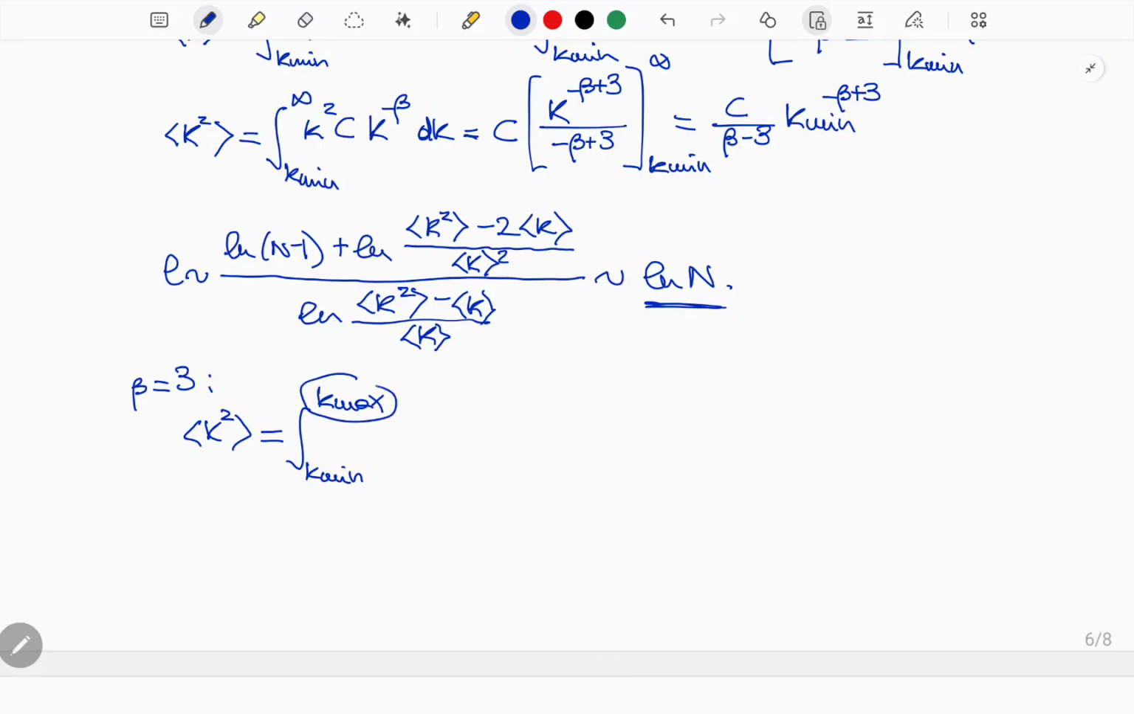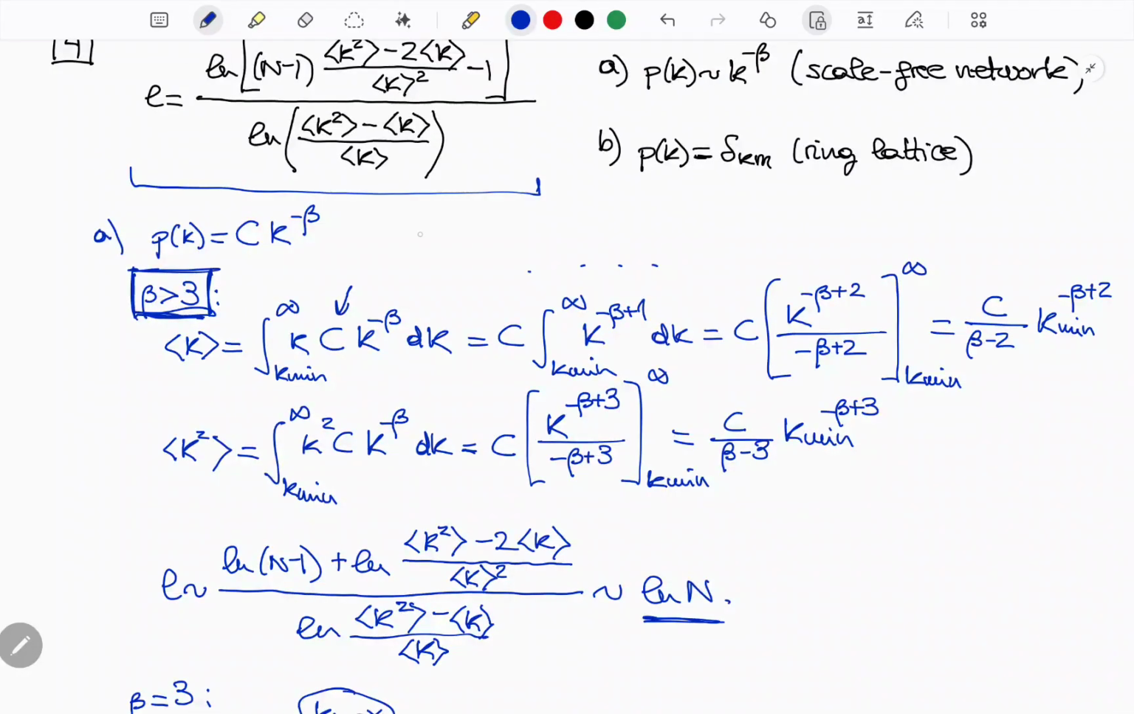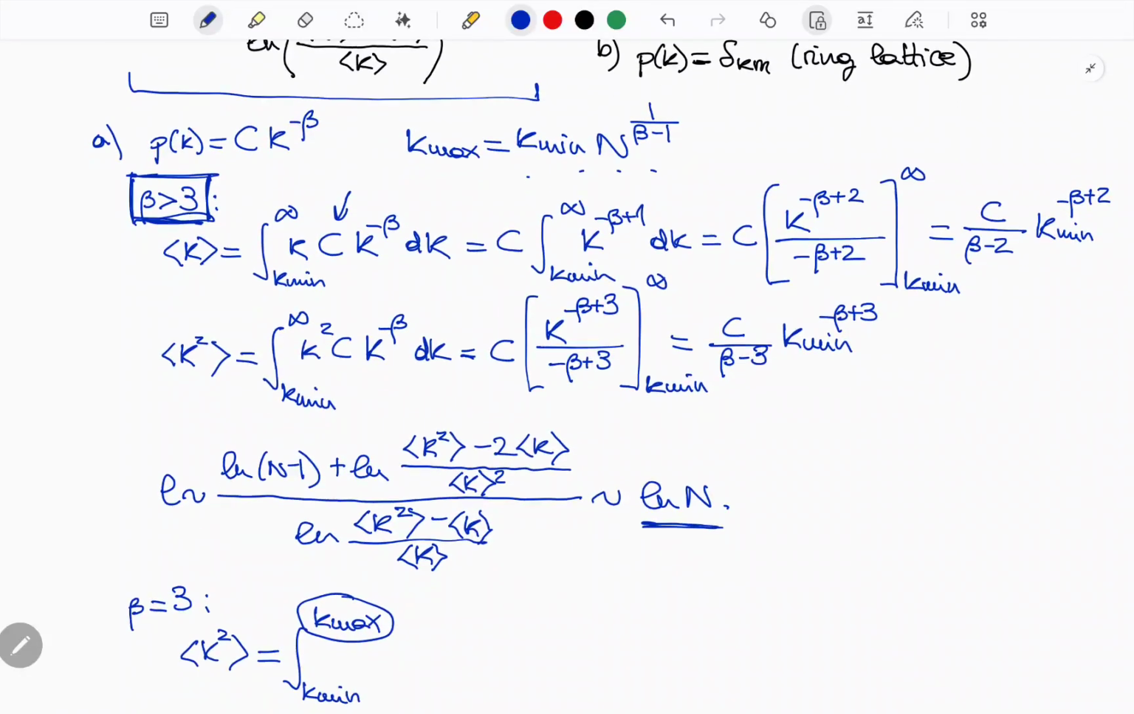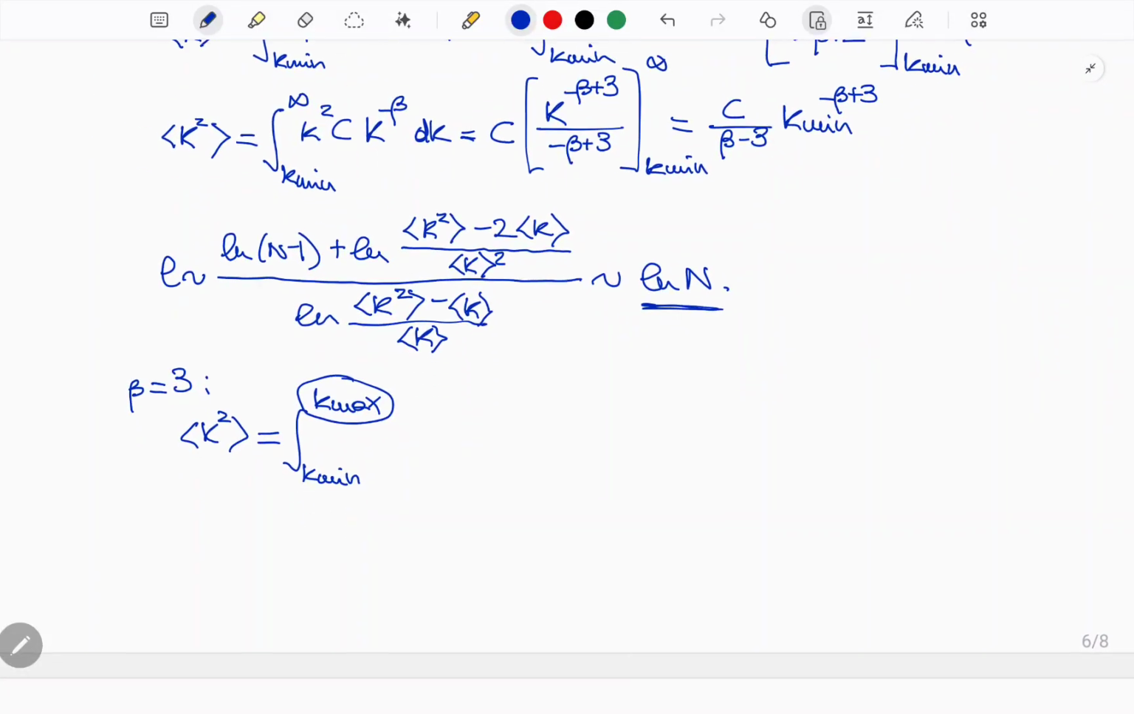And I'm going to use, and this is in general, that k max goes like k min times n to the power of 1 over beta minus 1. So this is going to be the expression that I'm going to use. This is it, this one.